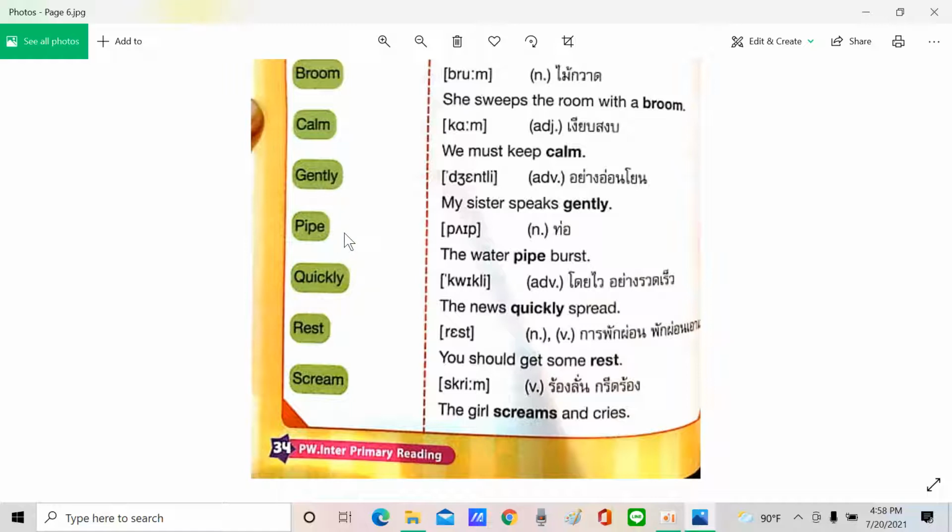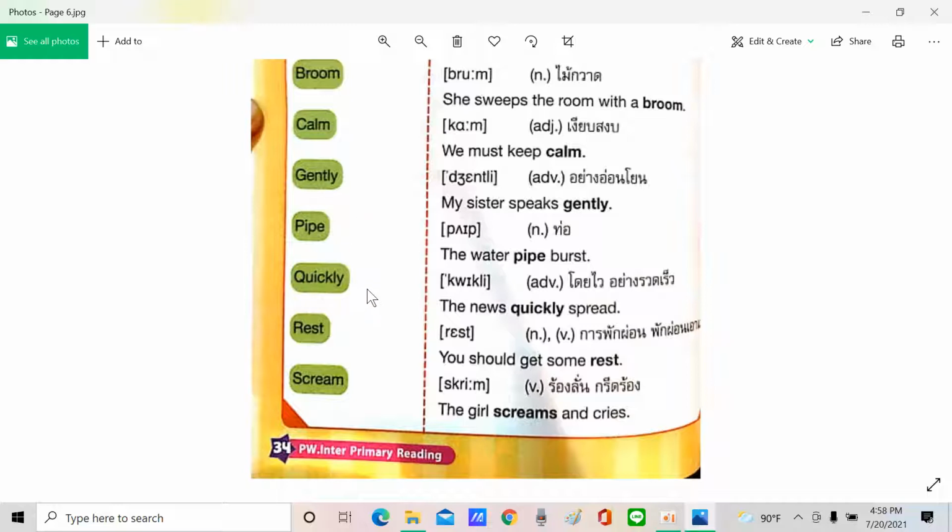And then the next word here we have pipe. A pipe is a tube. Usually a pipe is found under your sink where the water passes from the faucet. When you open your faucet, it goes down to the sink and down to the pipe. So this pipe, especially in this story, is a water pipe since water passes through this pipe.